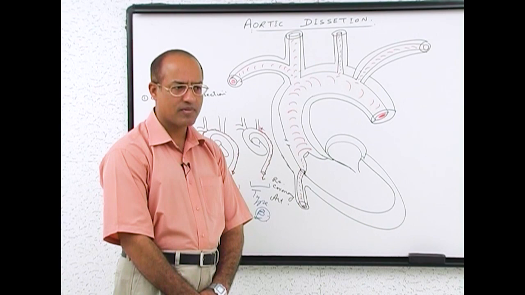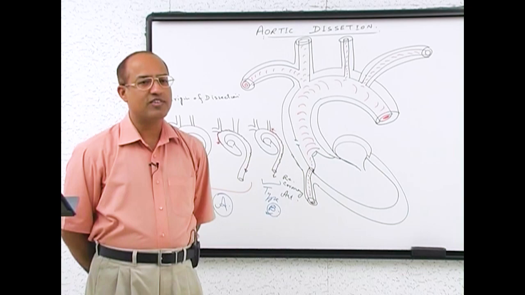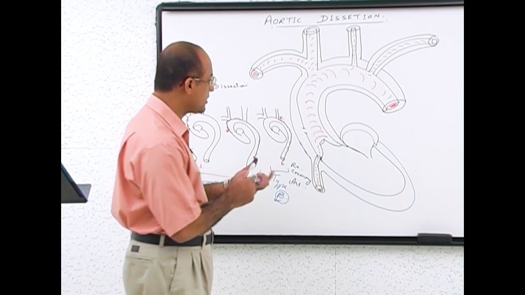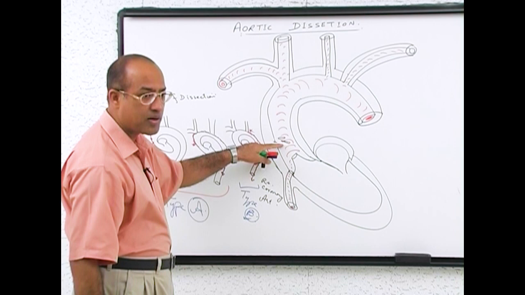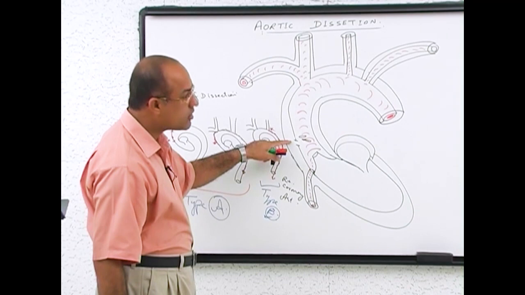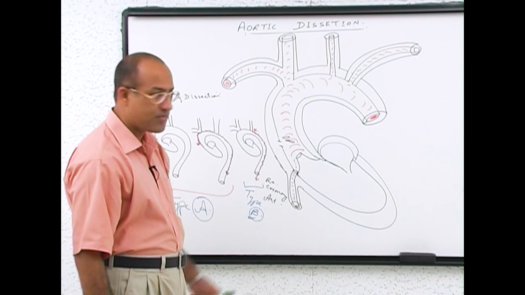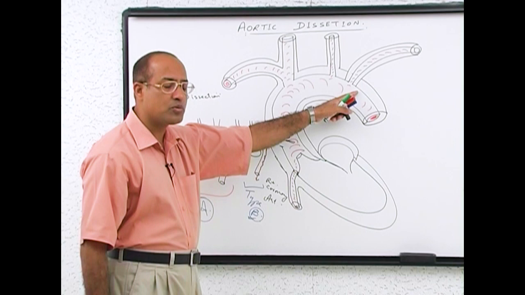Again, let me repeat. I was talking about the origin. The origin of dissection starts with an intimal tear. An intimal tear may be a horizontal, transverse tear, or it may have jagged edges, or the tear may be oblique. But where the tear is situated matters: it may be in the ascending aorta, or just distal to the left subclavian. If it is in the ascending aorta, it is called type A, and if it is distal to the left subclavian, it is called type B.